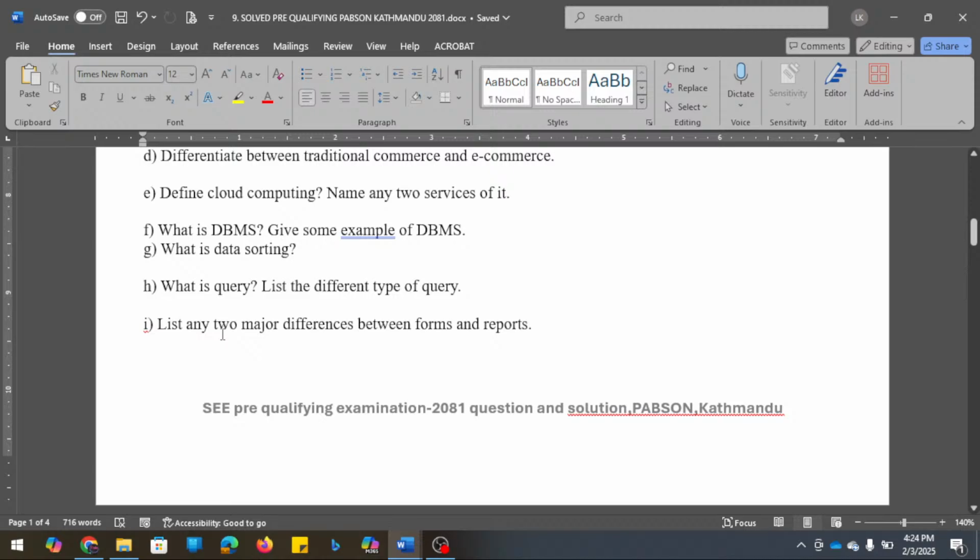Next is a list any two major differences between forms and reports. So what are the major differences between forms and reports? When you talk about the form, it is used for entering data. Report, it is used to present the data. Form, actually it provides a better interface to the user to see the data, to edit the data, and that is called GUI. Whereas report, it is used to print the data and to summarize the informations.